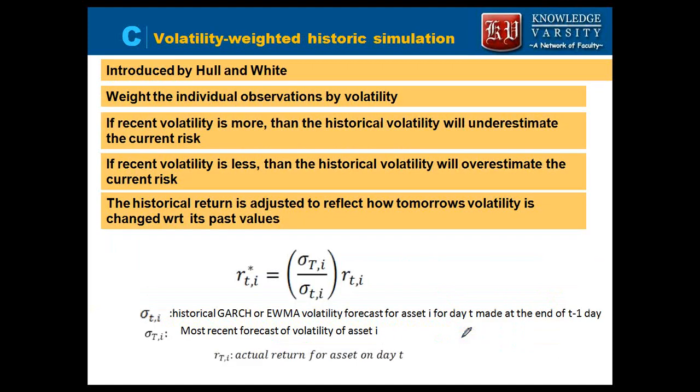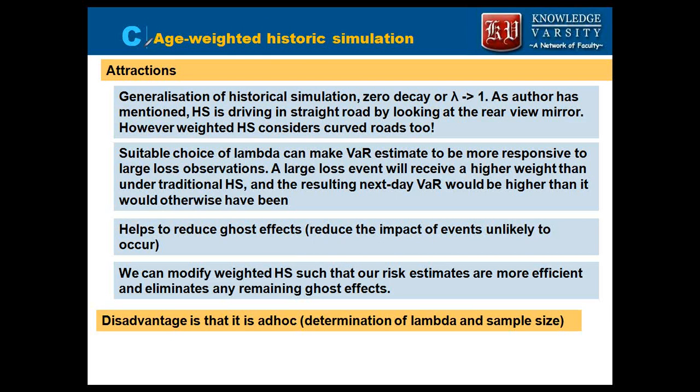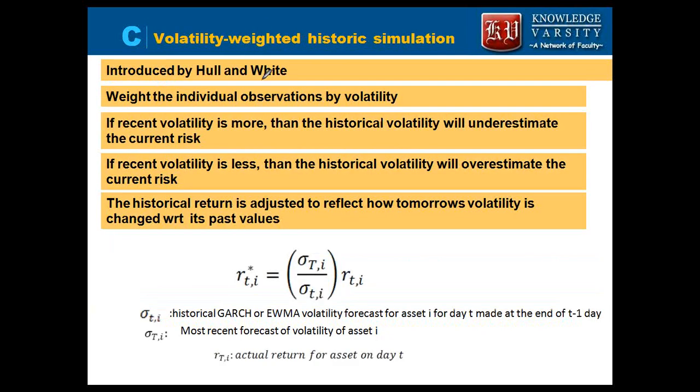The next method is volatility-weighted historical simulation. Here they are trying to give weightage to the volatility. This method was created by Hull and White, and it is a very good approach as compared to your age-weighted approach. In this case, the weighting is done on the return, but the returns are weighted by the volatility estimate. So you weight the individual observation by the volatility.